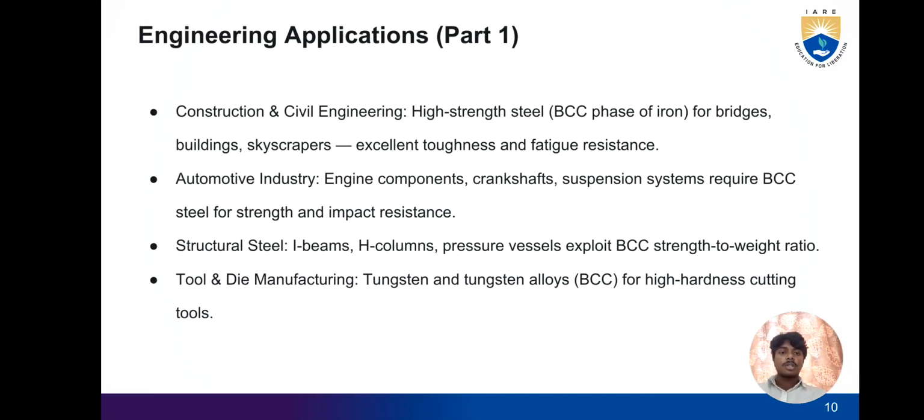Engineering applications. Construction and civil engineering: high strength steel for bridges, buildings, and skyscrapers, with excellent toughness and fatigue resistance. Automotive industry: engine components, crankshafts, and suspension systems require BCC steel for strength and impact resistance. Structural steel: I-beams, H-columns, and pressure vessels exploit BCC strength to weight ratio. Tool and die manufacturing: tungsten and tungsten alloys for high hardness cutting tools.